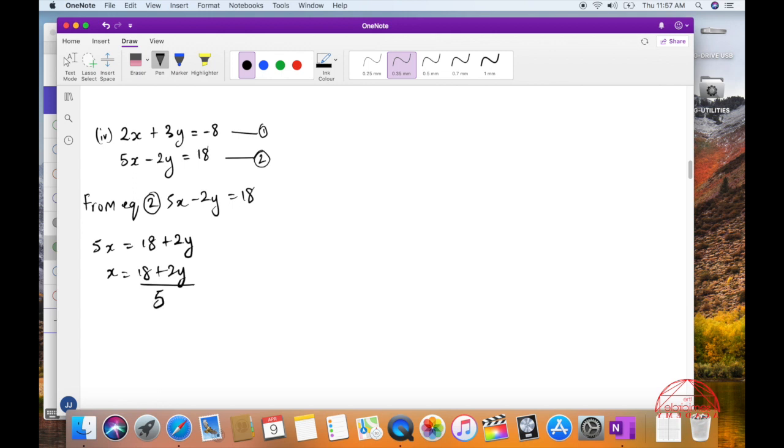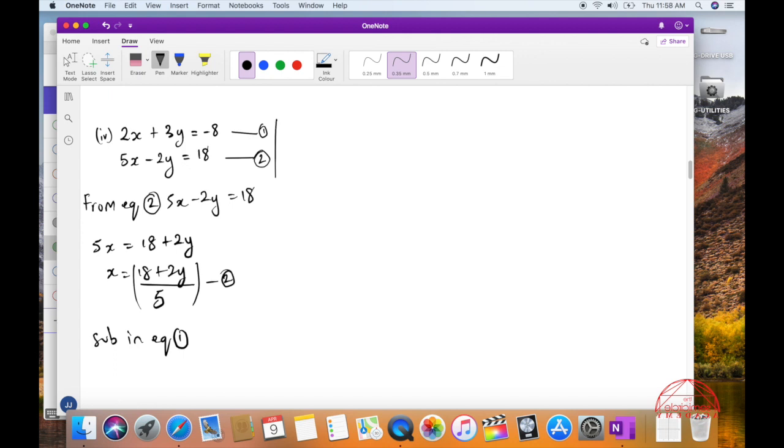Now sadly the 5 cannot go into the 18, the 5 cannot go into the 2, so I have to leave it like this. It's not very pretty, but we're going to sub this in equation 1. Alright, we got this from equation 2. So we're going to sub this in equation 1.